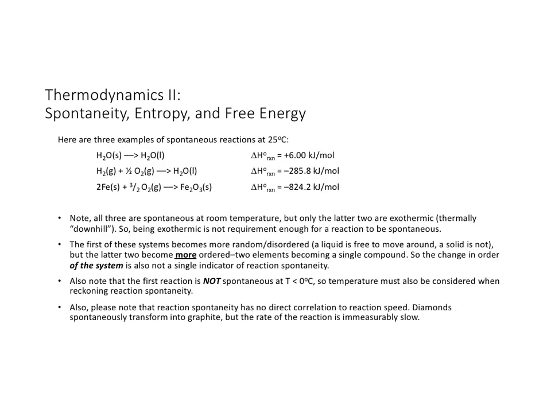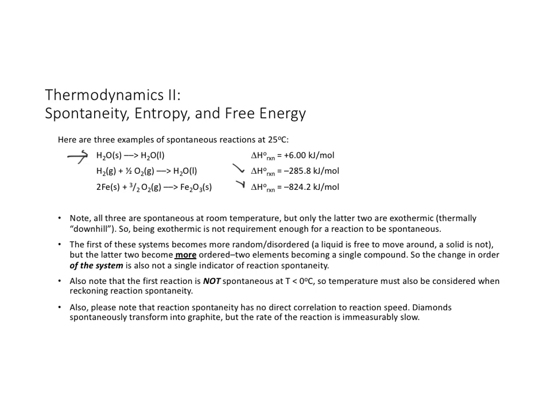Here are 3 examples of spontaneous reactions at 25 degrees Celsius. Ice melting, solid water going to liquid water, hydrogen and oxygen gases reacting to form liquid water, and iron and oxygen reacting to form rust, or iron 3 oxide. Notice that all 3 of these are spontaneous at room temperature, but only the latter 2 are exothermic, negative delta H. So thermicity cannot tell us whether the reaction is going to be spontaneous or not, because the first reaction is endothermic, but is still spontaneous at room temperature.